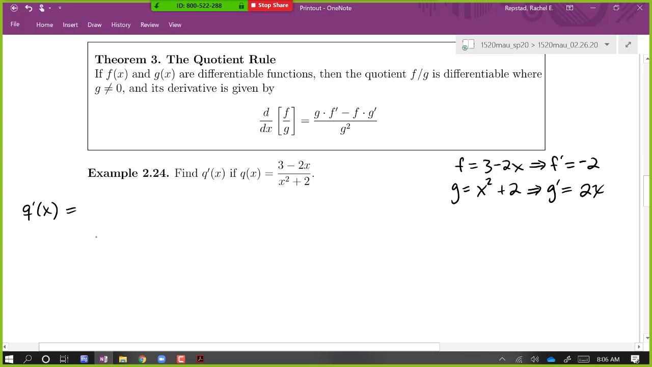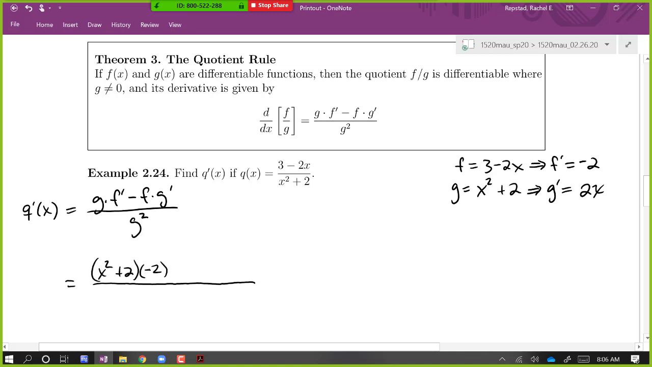Alright, so to find q prime, I'm going to use the quotient rule. I'm just going to write it out fresh: g times f prime minus f times g prime, all over g squared. So I could just plug everything in. g times f prime is (x squared plus 2) times negative 2, minus f, 3 minus 2x, times g prime, 2x, all over g squared. So I'm going to square x squared plus 2.